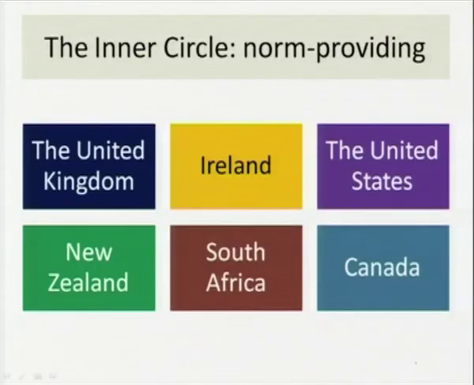And within this inner circle is obviously the United Kingdom, from where we had the language, Ireland, the United States, New Zealand, South Africa, and Canada. These form the core, right. So, this is, as we saw, the first circle or the inner core circle, okay, of English using nations.